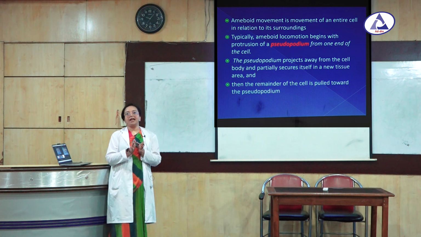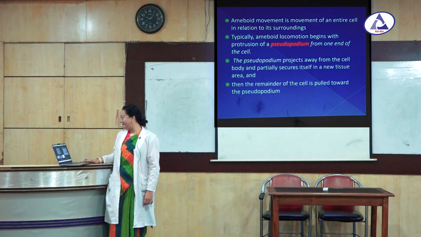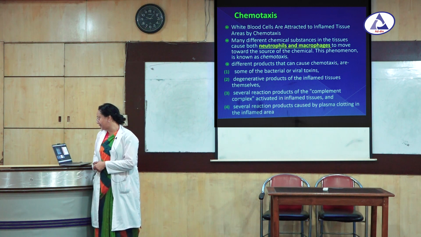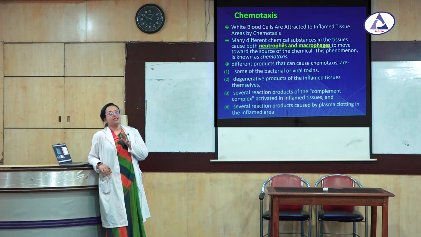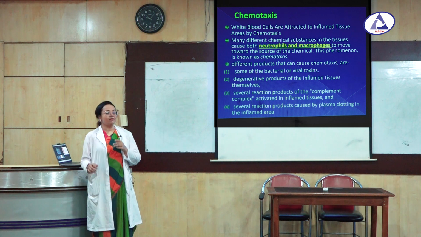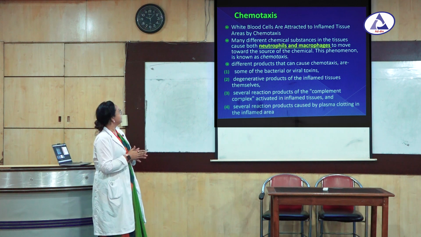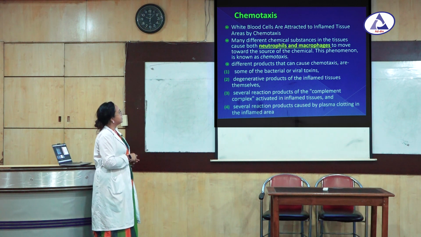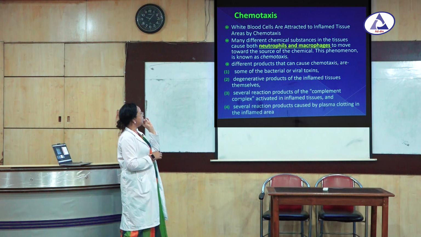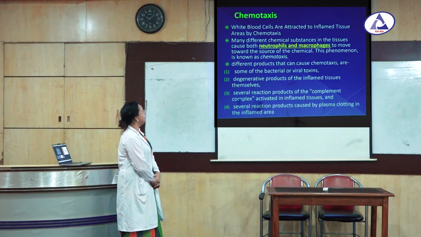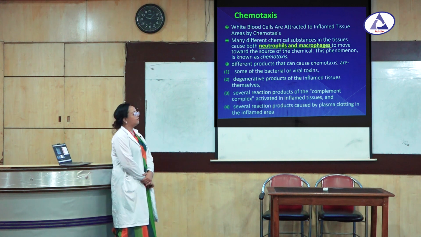Mainly neutrophils and monocytes, as they cause phagocytosis. Now chemotaxis. What is chemotaxis? WBCs are attracted to the chemical agents released from viruses and bacterial toxins, and they go to the chemotactic areas. So what are the chemical substances? Some bacterial and viral toxins, degenerative products of the inflamed tissue, several reaction products of the complement complex, and several reaction products caused by plasma clotting in the inflamed area.